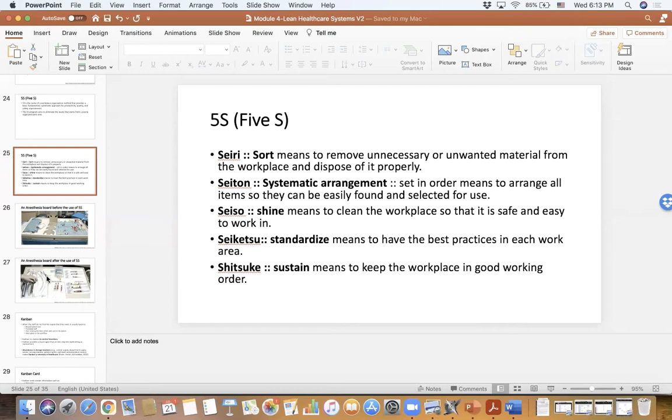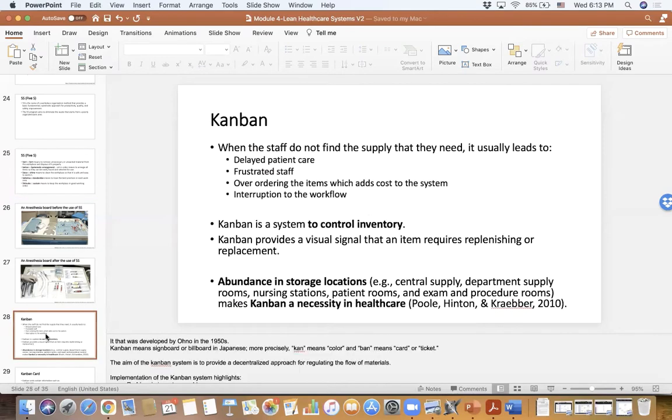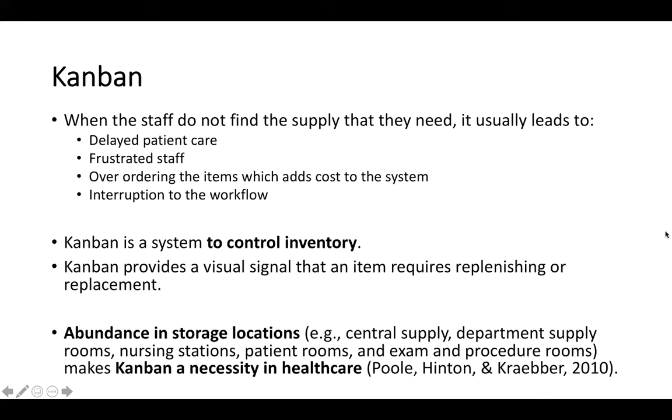And when we prevent these sources of waste, then we can provide the service to the customer faster, we can provide better quality service, and so forth. The last technique that we talked about, so that's the Kanban technique.